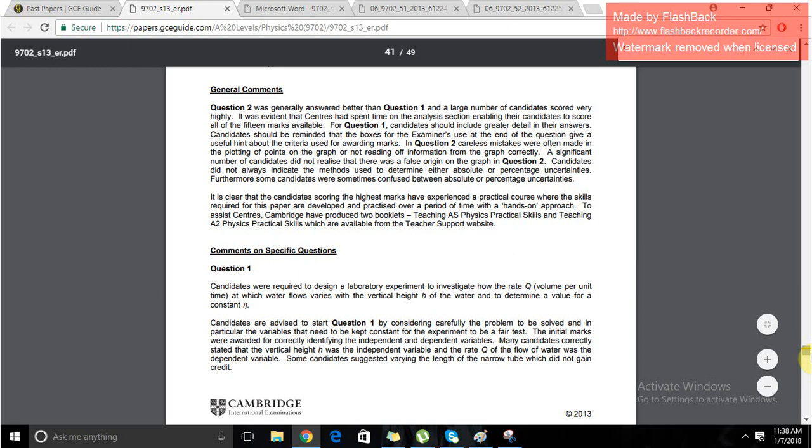One very easy mark in the additional detail section. So the initial marks were awarded for correctly identifying the independent and the dependent variable. Many candidates correctly stated that the vertical height h was the independent variable and the rate Q, or the flow rate of water, was the dependent. However, some candidates suggested varying the length of the narrow tube, which did not gain credit.